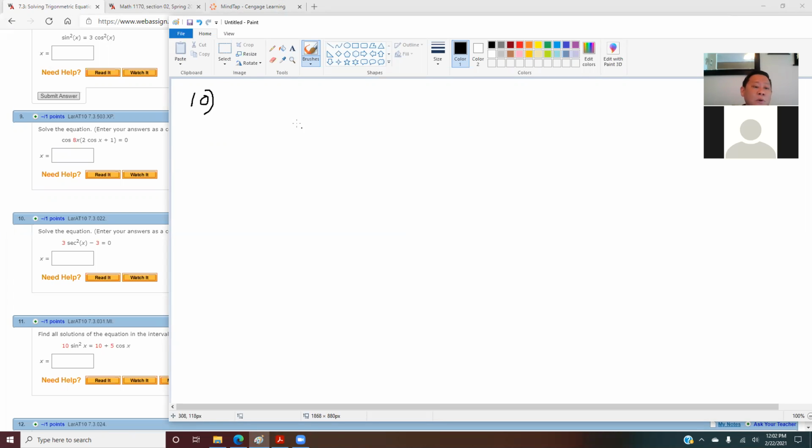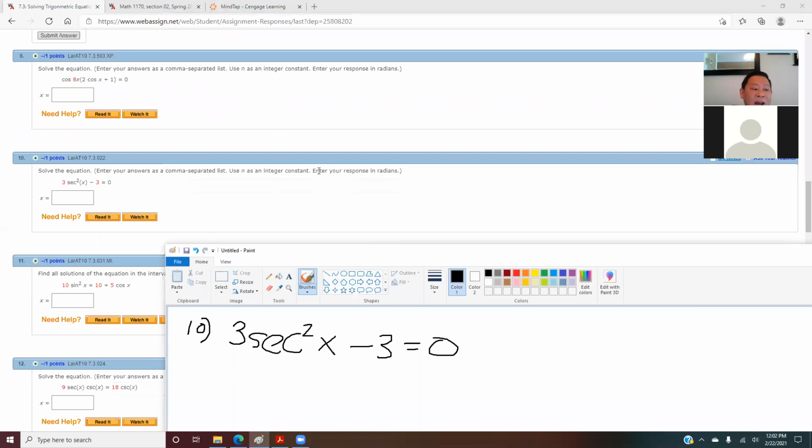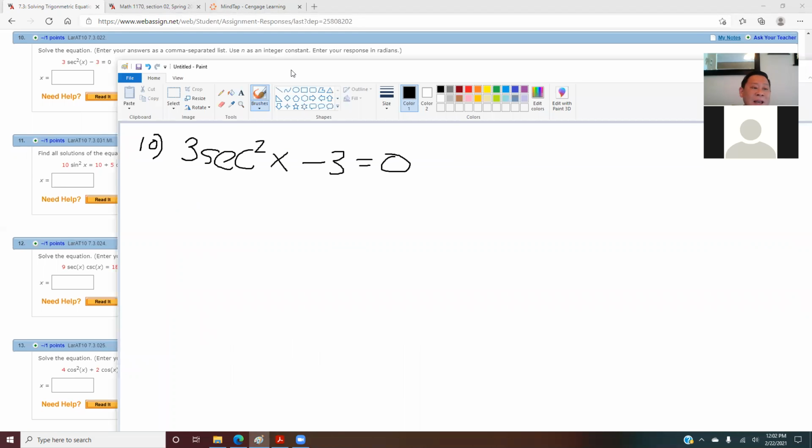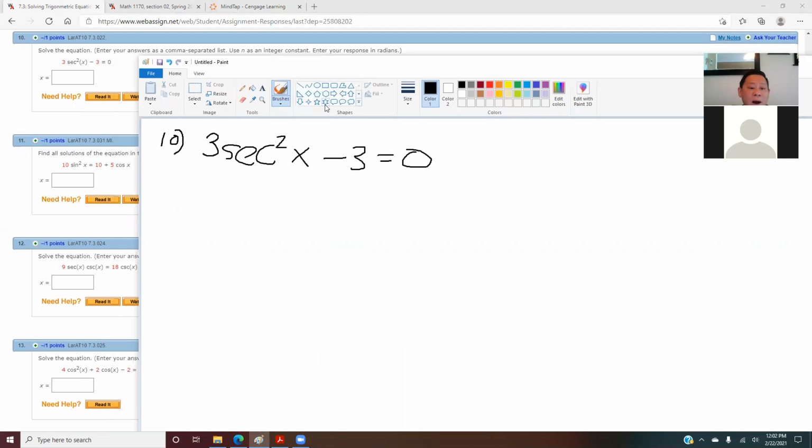Okay. So question 10, you will get 3 secant squared x minus 3 equals 0. If you read question 10 here, they want n as an integer. That means it's infinite revolutions, so you have to add 2n pi in this case. Again, we solve for x here. We just do the very simple solving. We add 3 first to get rid of this negative 3, and then in order to get rid of that 3, we divide by 3.